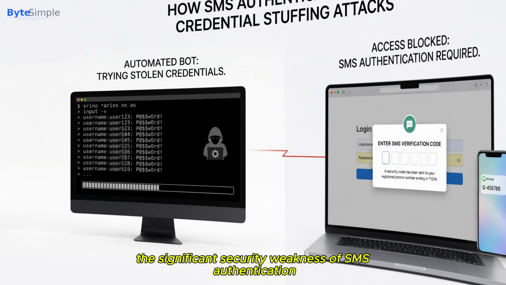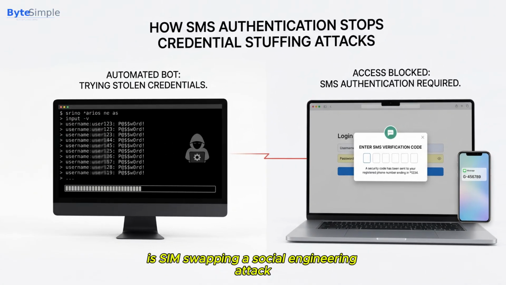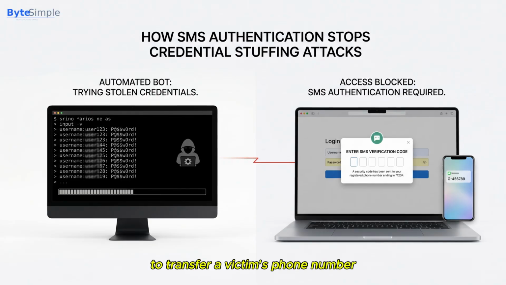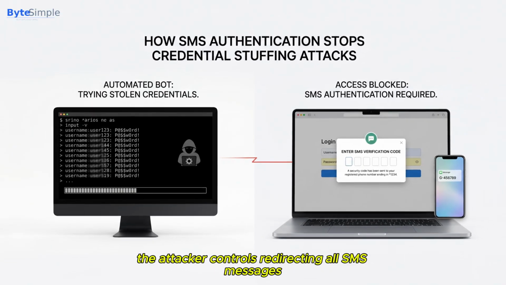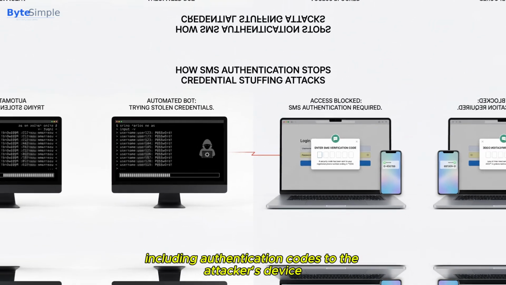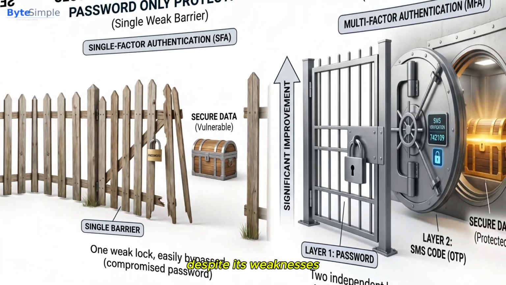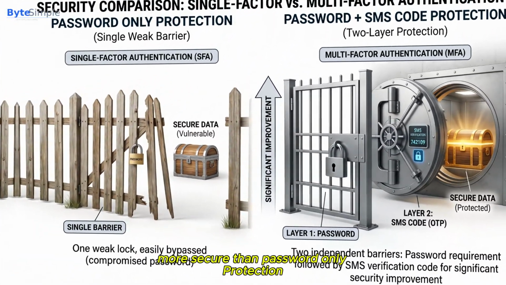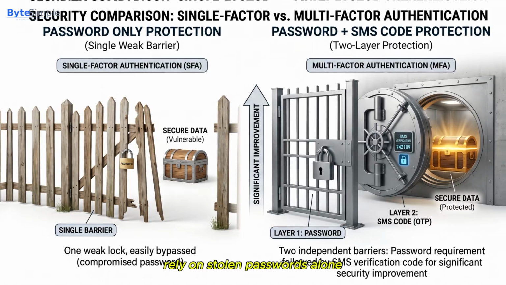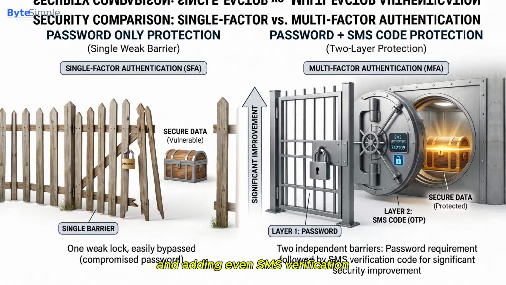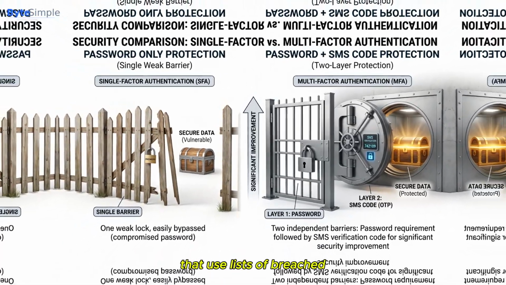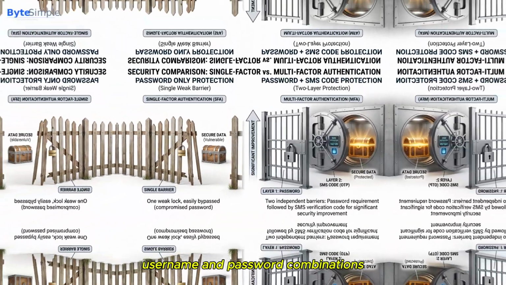The significant security weakness of SMS authentication is SIM swapping, a social engineering attack where criminals convince mobile carriers to transfer a victim's phone number to a SIM card the attacker controls, redirecting all SMS messages, including authentication codes, to the attacker's device. Despite its weaknesses, SMS authentication is dramatically more secure than password-only protection. The majority of account takeover attacks rely on stolen passwords alone, and adding even SMS verification stops most automated credential stuffing attacks that use lists of breached username and password combinations.